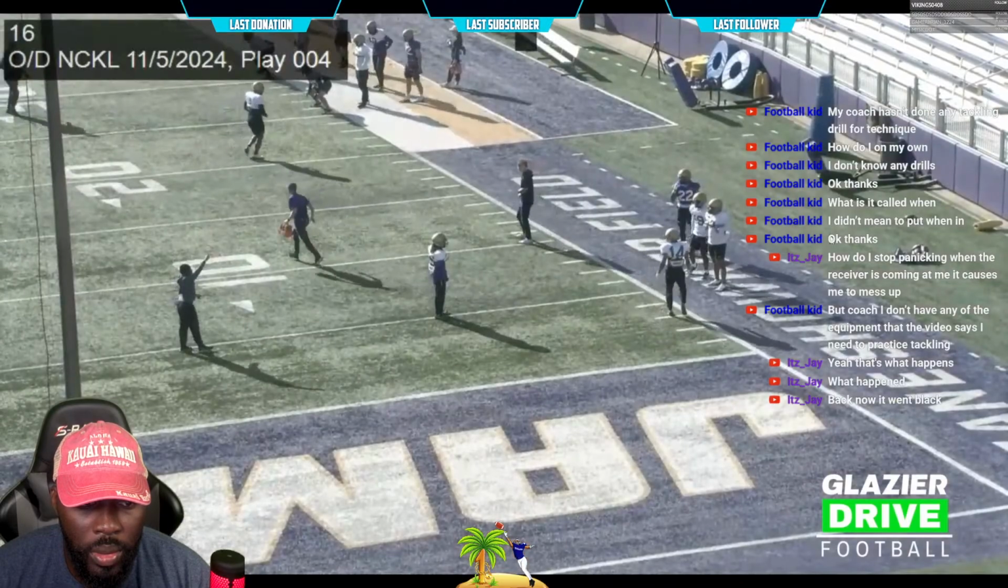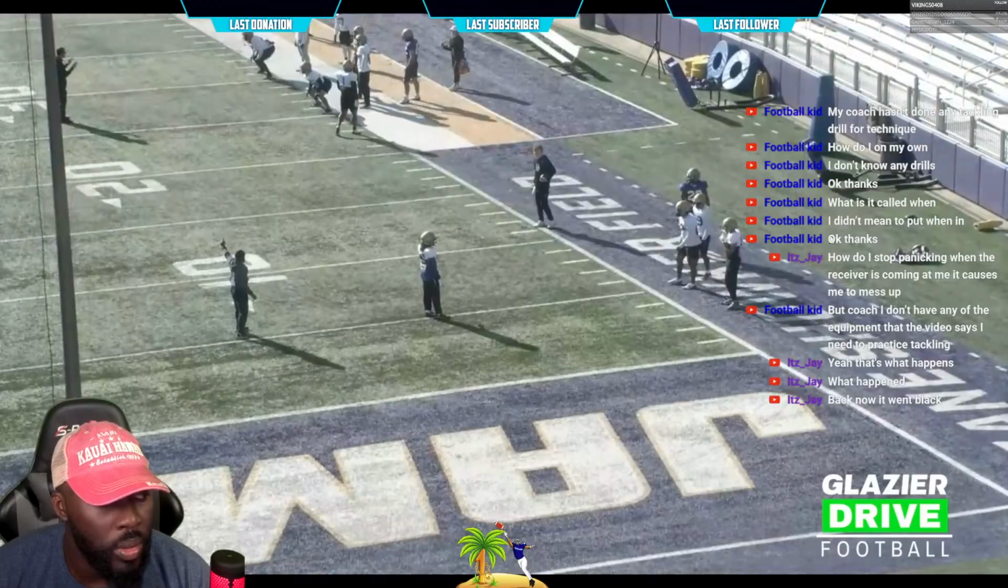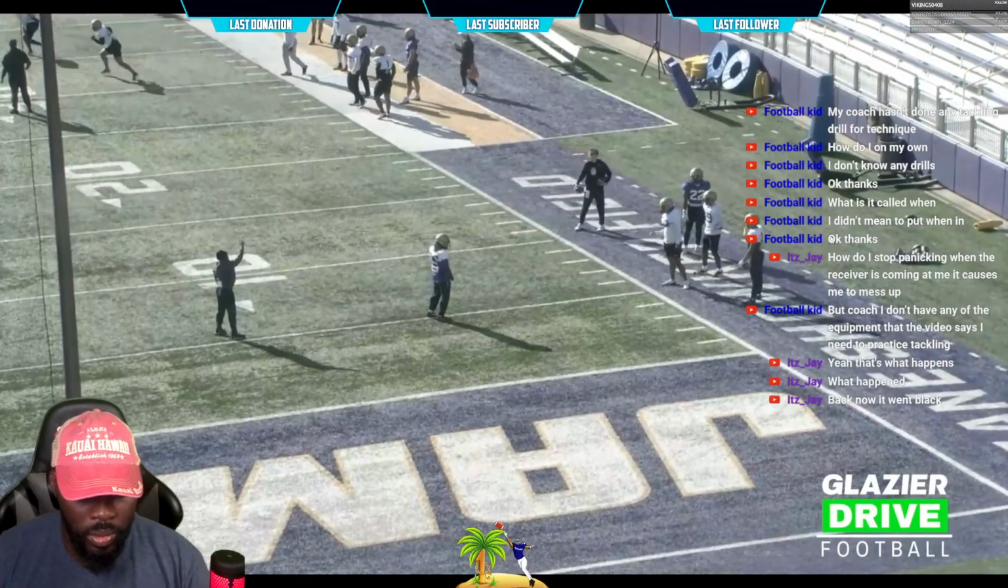So there I am in the back. I'm giving the receiver a number that tells him what route to run.